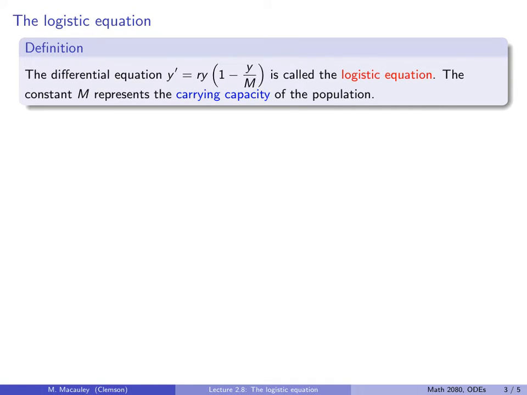And let's think about how we would solve this. So there's no t on the right-hand side. Well, there's y of t, but there's no variable t. So we can certainly separate variables. In other words, we can write this as dy over y times 1 minus y over m equals r dt, and then we can integrate both sides.